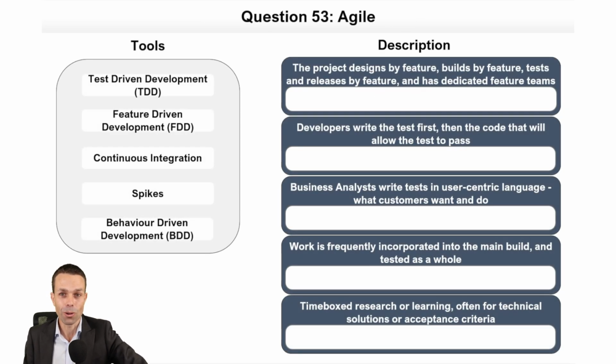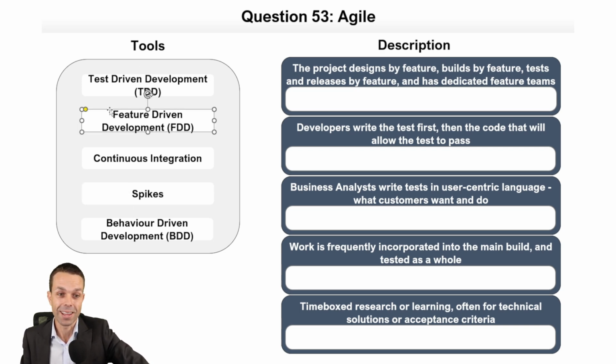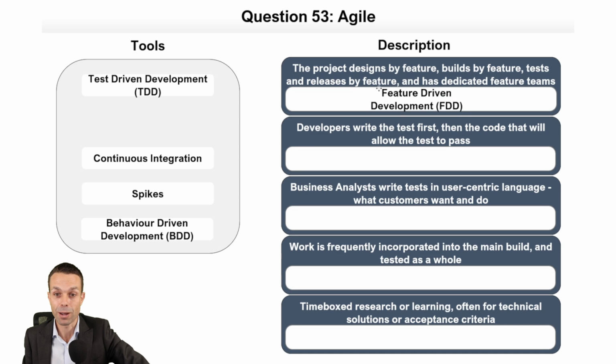Okay, Agile. Oh, lots of Agile here. The project designs by feature, builds by feature, tests and releases by feature, and has dedicated feature teams. That sounds like feature-driven development. One of my favorite ways to do Agile, and one of the frameworks that fed into the Agile Manifesto back in 2001. So really, really cool.